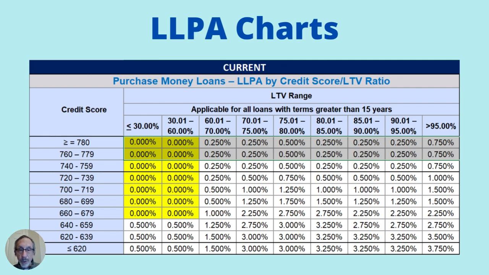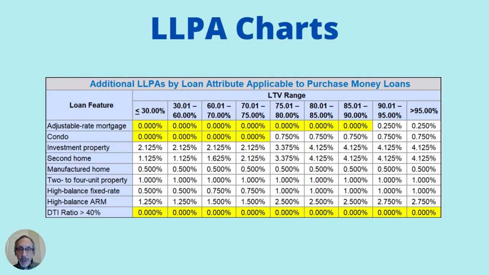So this is for your purchase money loans, purchases. And this is for the rest of the types of loans: rate mortgages, condominiums, investment properties, second homes, manufactured homes, 2 to 4 units, high balance loans. In certain states, their loan limits go above what we can consider the normal conventional loan limit. Then high balance ARMs, and debt to income ratios over 40%. We've never had a pricing add-on for debt to income ratios, regardless of what they were, until now.